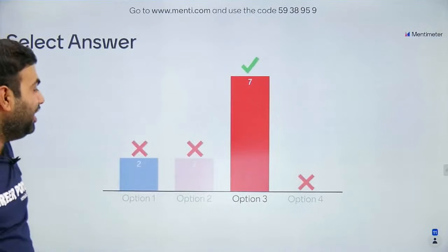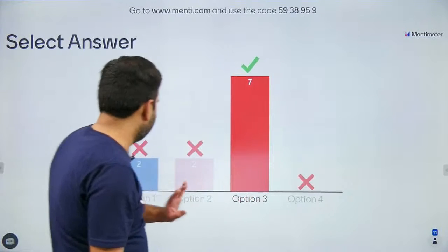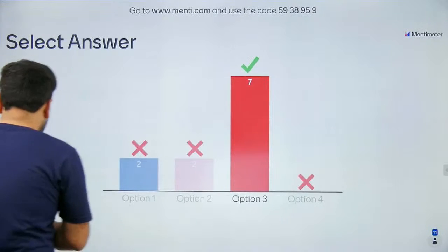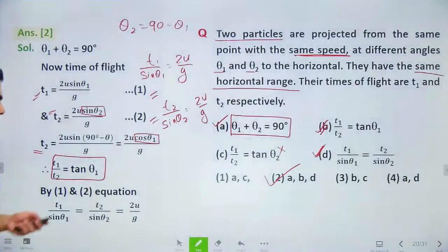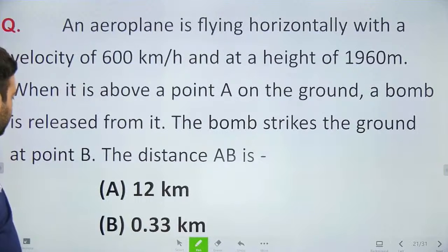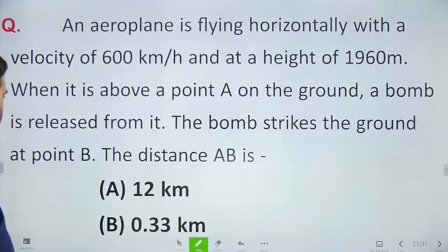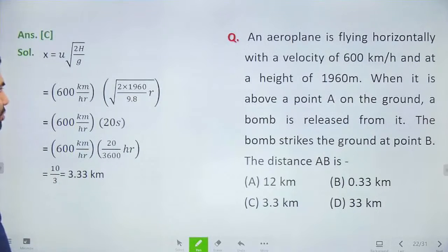Okay, the time is up and the correct answer is option 3. Some students have given the wrong answer, but don't worry, I will discuss the question as usual. So, this was the question. Okay, this is the question.